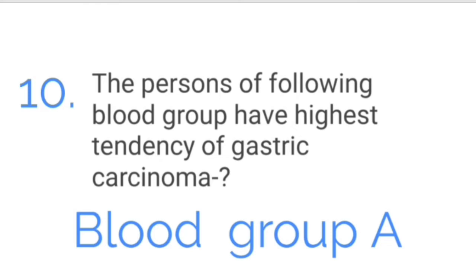The persons of following blood group have highest tendency of gastric carcinoma? Blood group A.